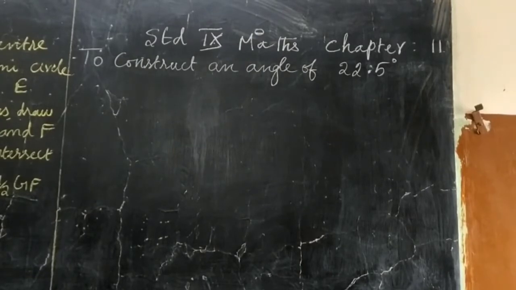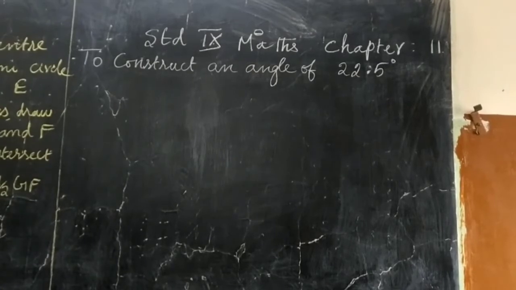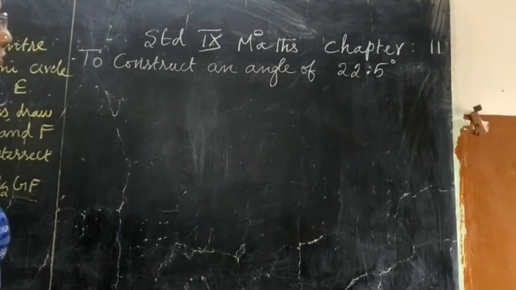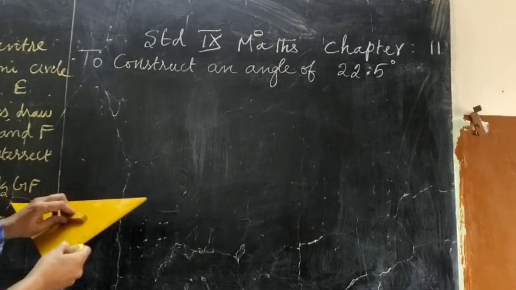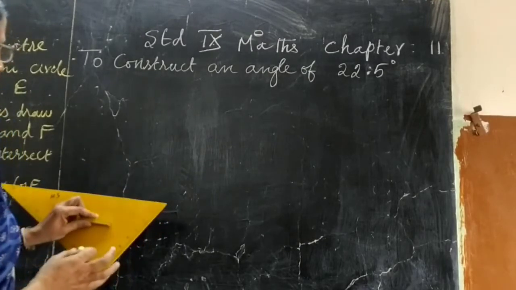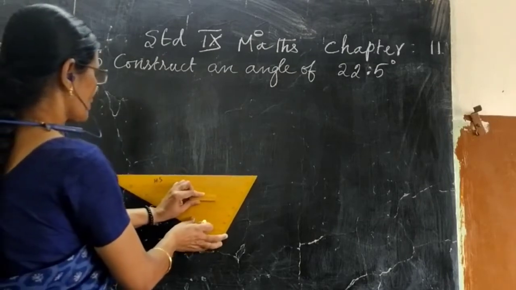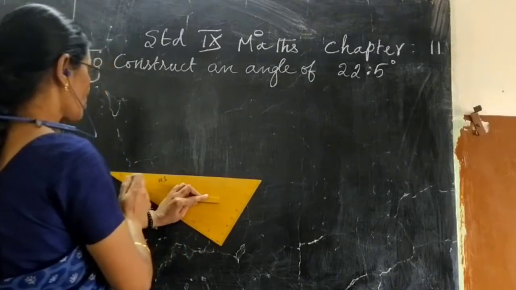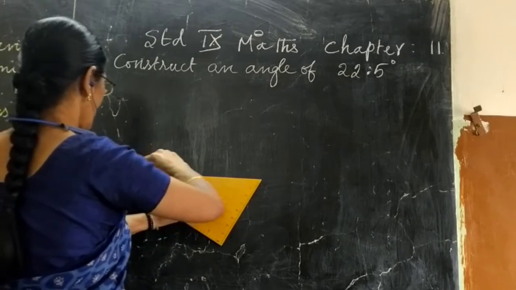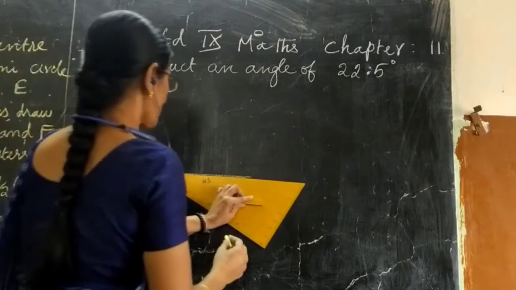The next construction is constructing an angle of 22.5. To construct 22.5, first we are going to construct 45, and to construct 45, first we are going to construct 90 degree. So we are just going to repeat the previous construction of 45 degree, and we are going to bisect 45 degree, we will get 22.5.